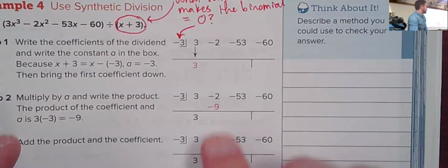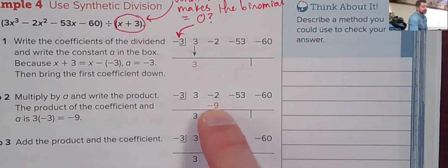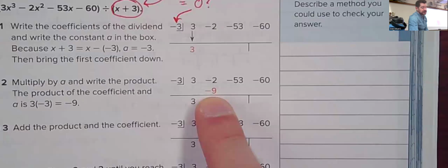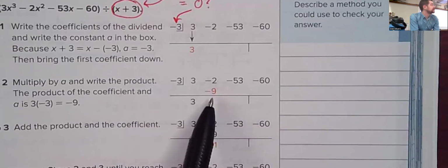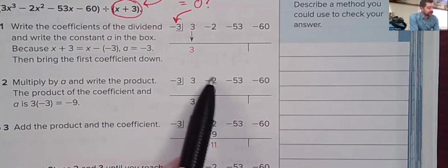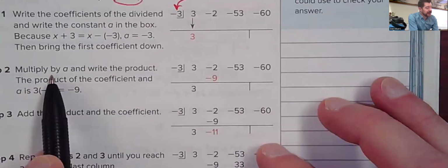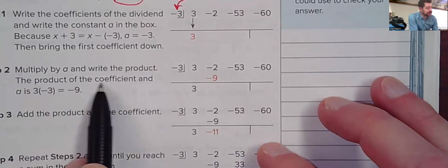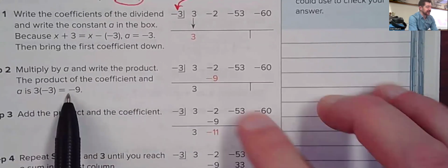-9, which is this number right here. Once you get to here, you're going to then add those two numbers. So once we get here, you're going to add those two together. So it says multiply by a and write the product. The product of the coefficient in a is 3 times -3, which is -9.